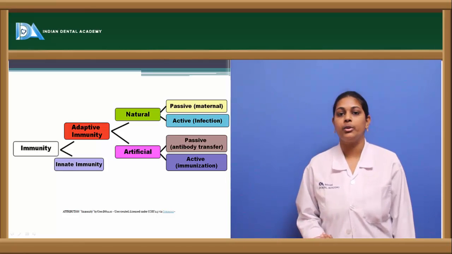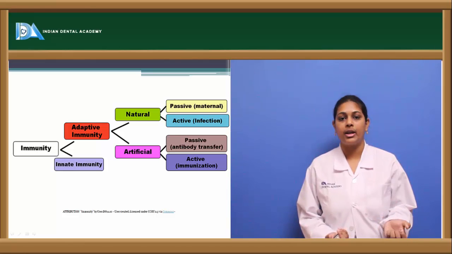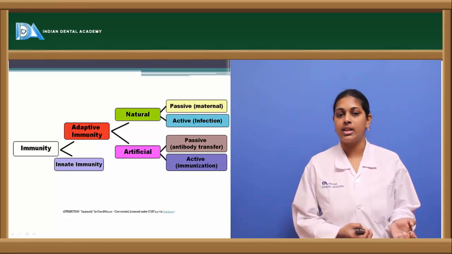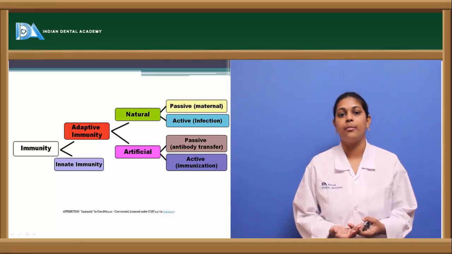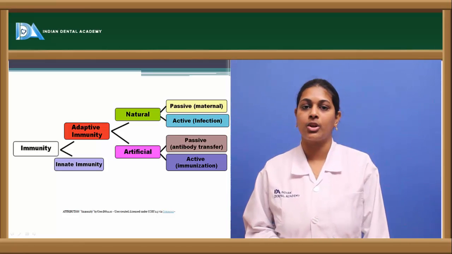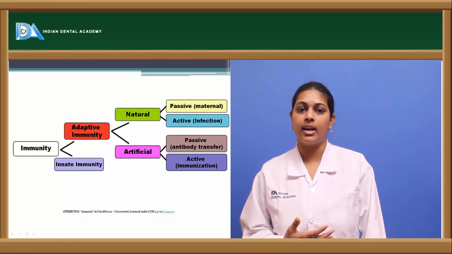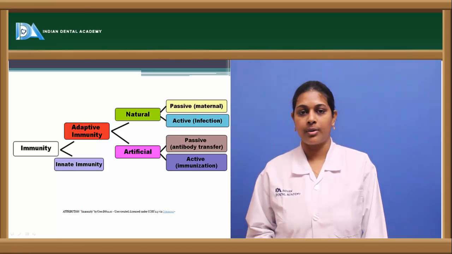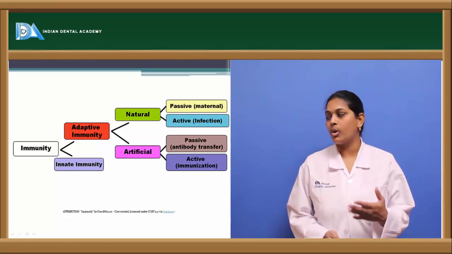Coming to artificial immunity, artificial passive immunity usually occurs when antibodies are transferred to the host's body, whereas artificial active immunity is by immunization. For example, a tetanus toxoid is given to the human body when there are injuries, to fight against the toxins produced by bacteria or other organisms. So this is what immunity is.